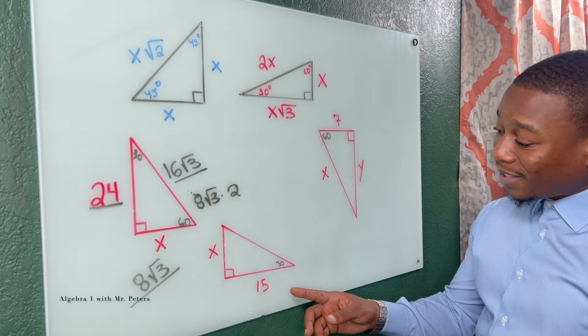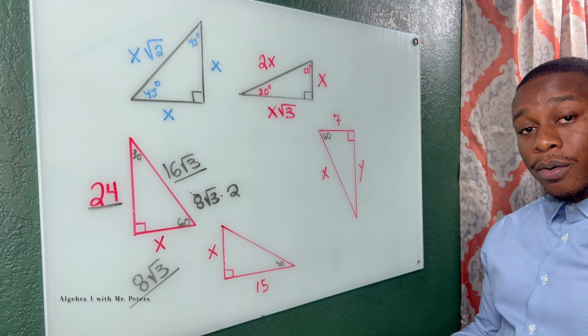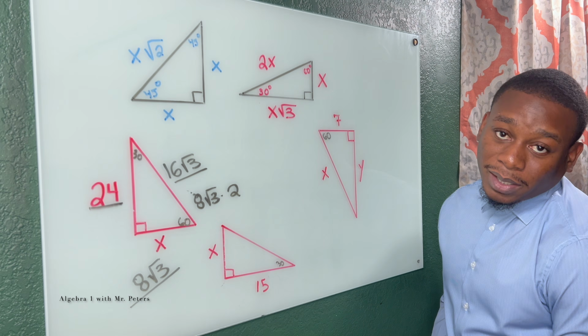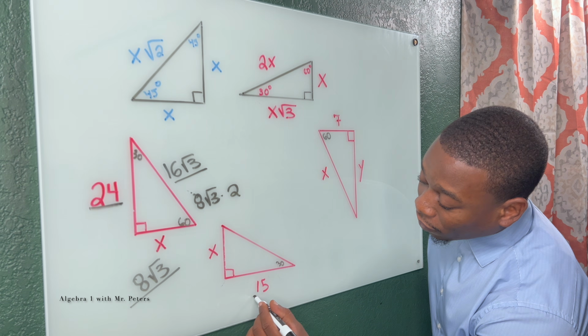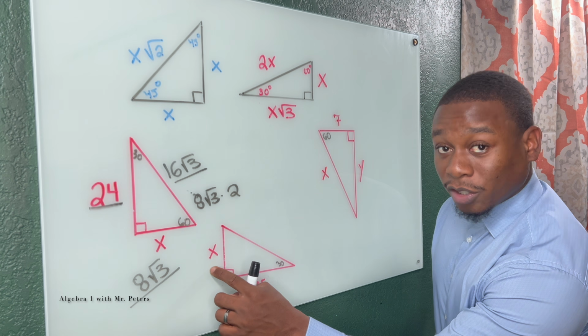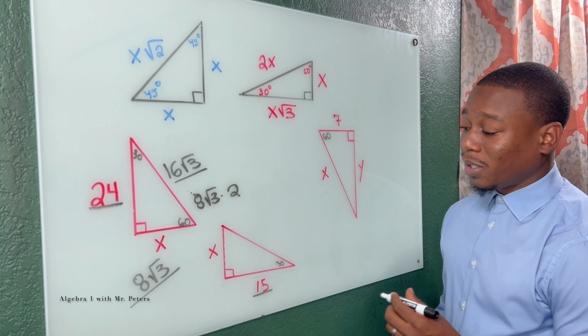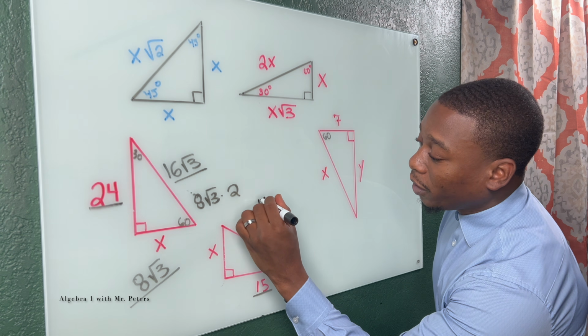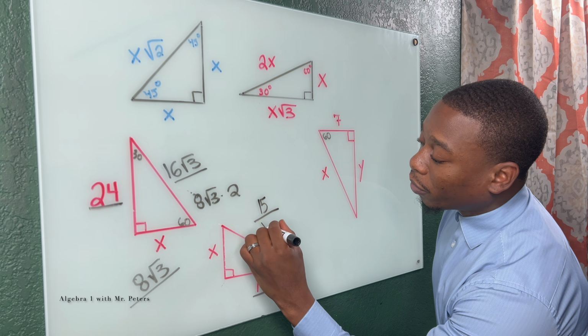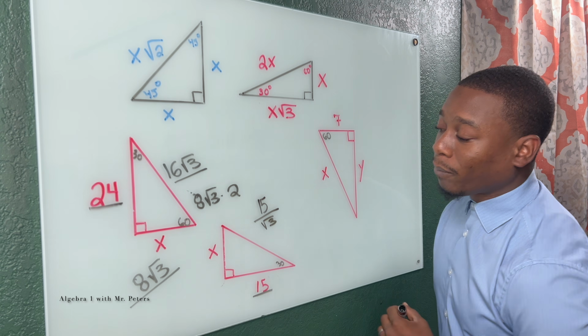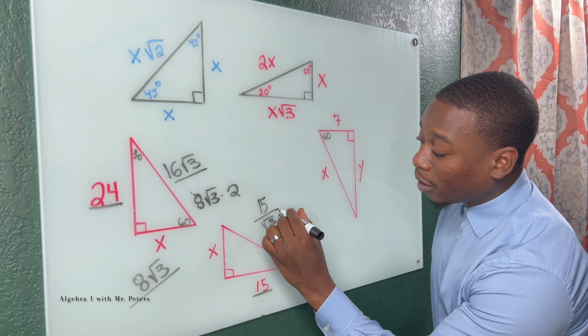Now, in our second example, what they did was basically the same thing. They gave us the long leg, and we need to find the short leg so we can then find the hypotenuse. So I'm going to do the same exact thing. I'm going to take 15, put it over radical 3, and let's rationalize.